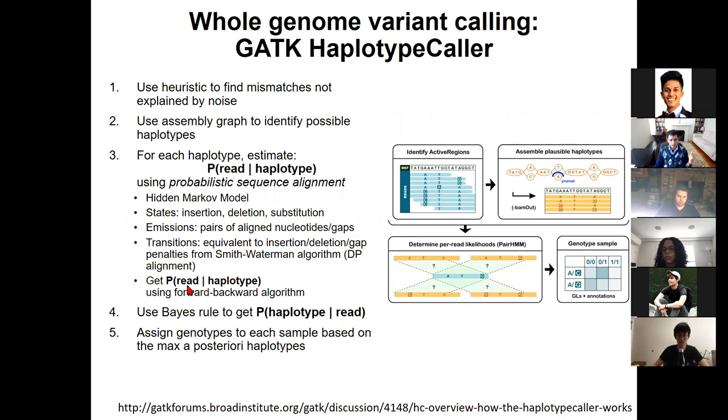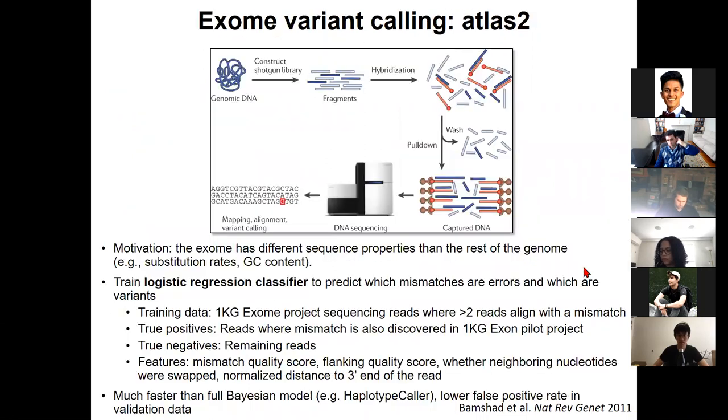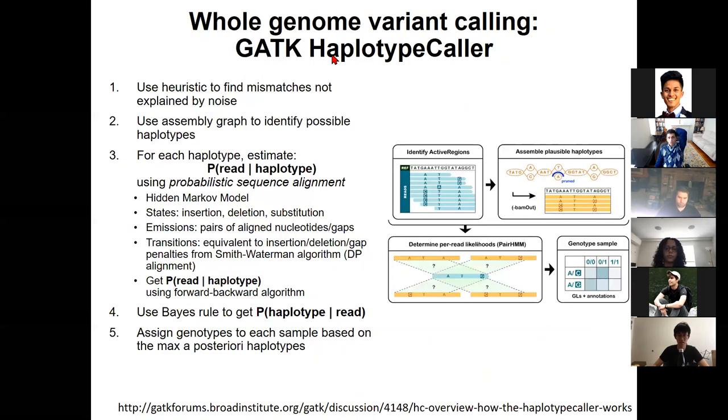And using this probability of read given the haplotype, using this sort of generative model, we can then infer by Bayes' rule the probability of being in a particular haplotype given the read. And you can assign genotypes to each sample based on the maximum a posteriori haplotypes. So you're basically inferring particular regions that you care about, and then you're inferring the plausible haplotypes, and then you determine for every read what is the likelihood that this read has a G or a T at that location, and then you sort of annotate the samples accordingly. So that's for genetic variant calling from whole genome sequencing.